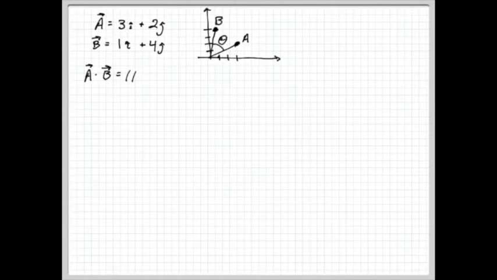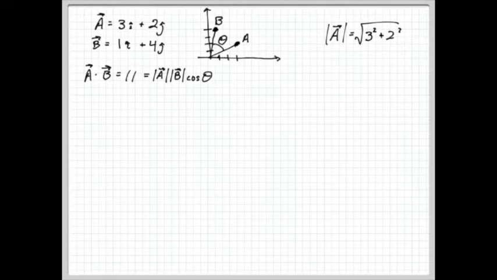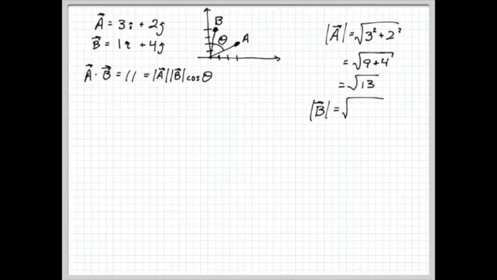So there's an angle between them, and we could use some geometry to figure that out. But the easier way is to just use the shortcut, right? This is the dot product of A and B is equal to the product of the magnitudes times the cosine of theta. So what's the magnitude? Remember, magnitude is Pythagorean theorem. A would be 3 squared plus 2 squared, so that's the square root of 9 and 4, so the square root of 13. And B vector would have a magnitude of 1 squared plus 4 squared, which would be the square root of 17.